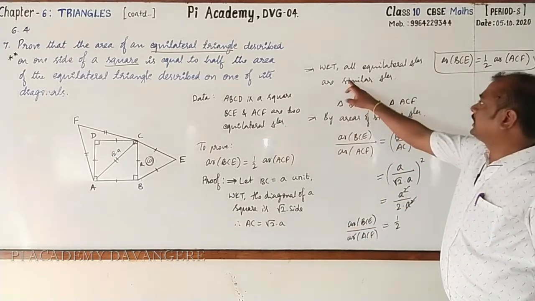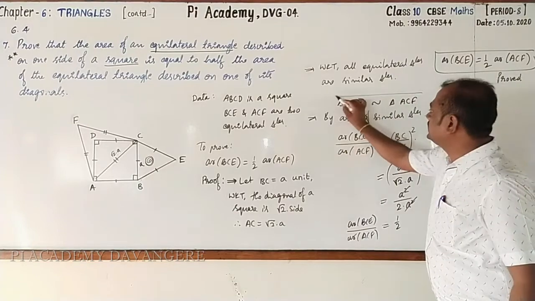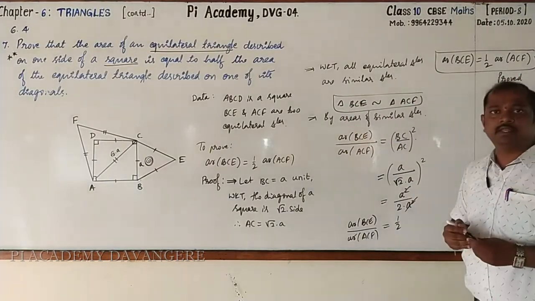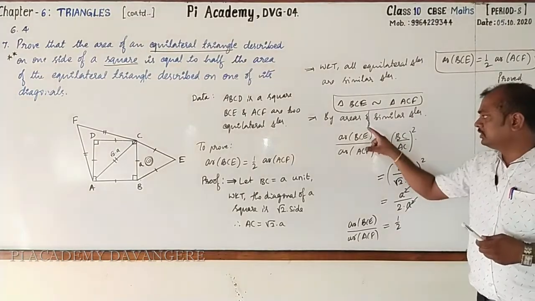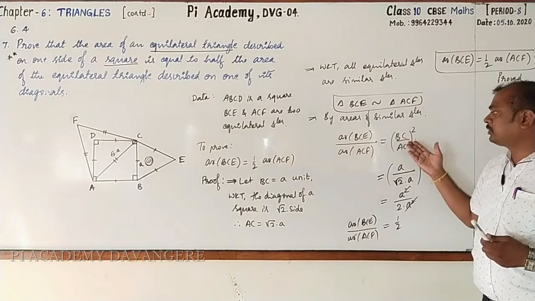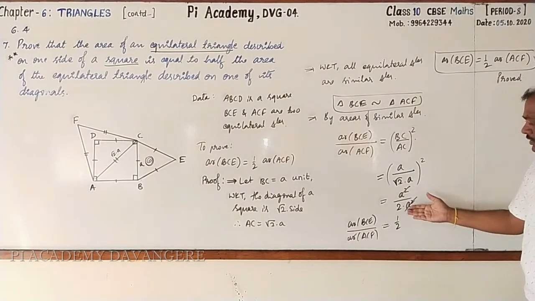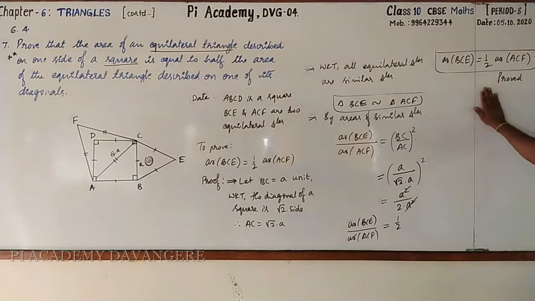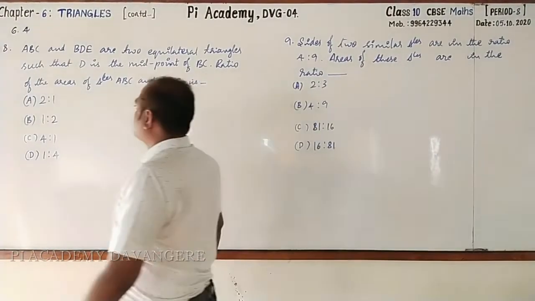Got it? Next. All equilateral triangles are similar. Hence these two triangles BCE and ACF are similar. By using areas of similar triangles, the ratio of their areas will be equal to the square of the ratio of their corresponding sides. And just with substitution, we have proved this statement. Followed? Please go for copying up to here. Let's go through this 8th one.